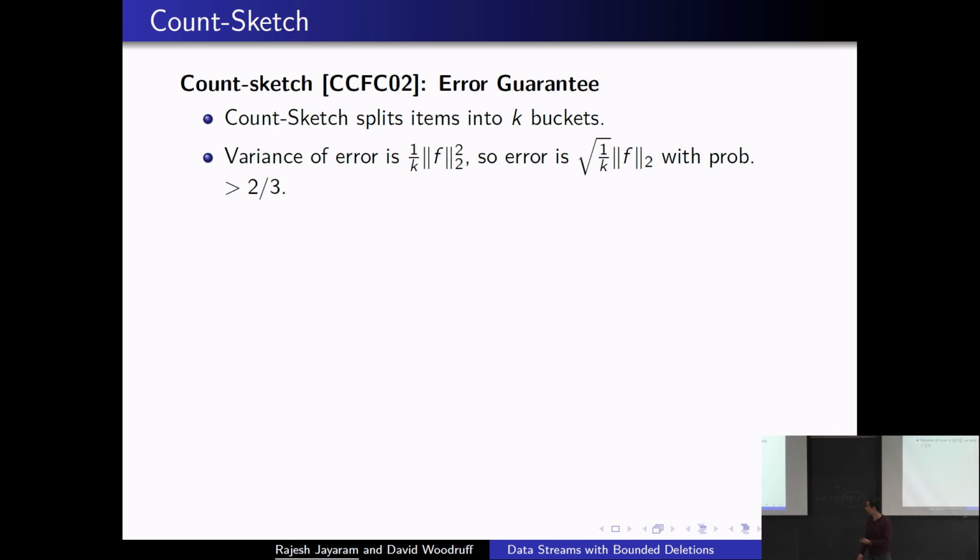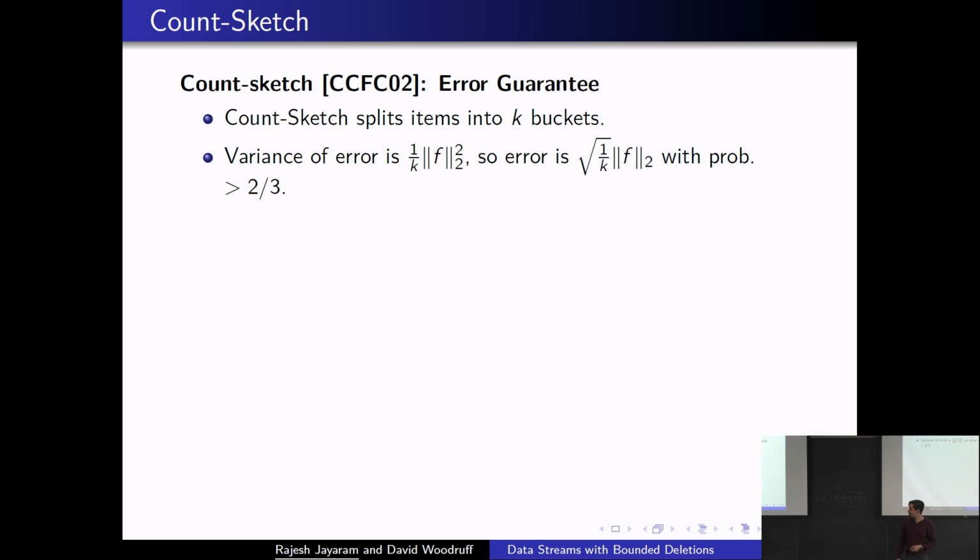So the expectation of the error is 0, but the variance of the error corresponds to the squares of these things. So it's going to be the L2, but then you're dividing by the number of buckets because you're splitting up the L2 into k buckets. So the variance is the L2 divided by k. So by using Chebyshev's inequality, the error is square root of 1 over k times the L2 with constant probability. And this is for one row.